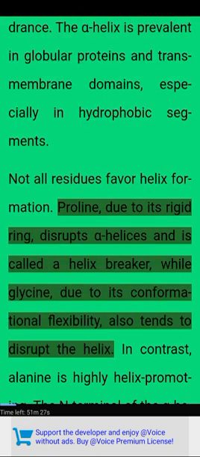Proline, due to its rigid ring, disrupts alpha helices and is called a helix breaker, while glycine, due to its conformational flexibility, also tends to disrupt the helix. In contrast, alanine is highly helix promoting.